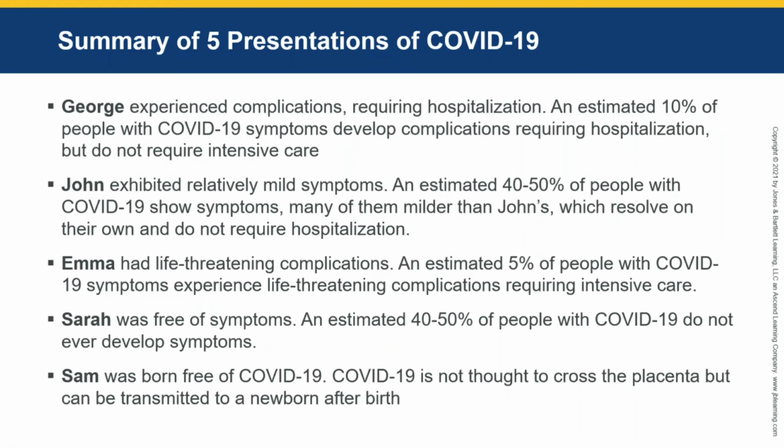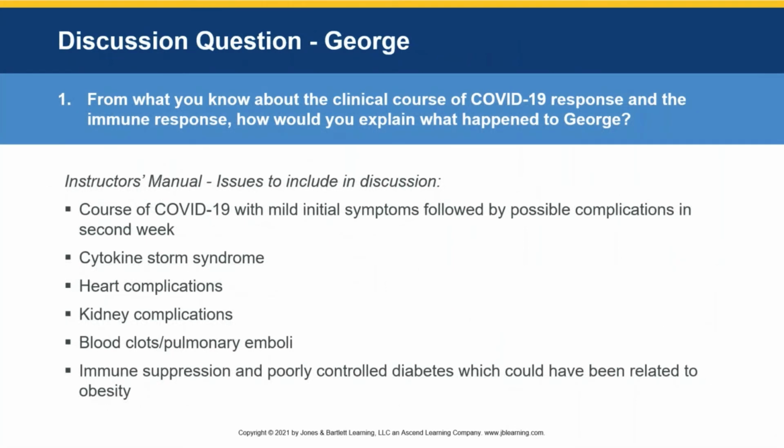So those are 5 presentations that I hope give students a good sense of the basic ways that COVID-19 presents and the basic implications of the different kinds. And next slide, it basically shows the discussion questions. In the discussion questions, in this case, it goes through each of these 5 people and asks, what happened? What happened clinically? What happened in terms of the virus?